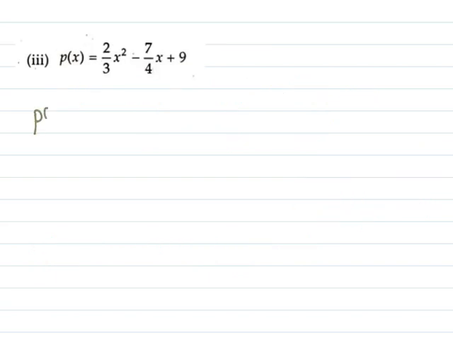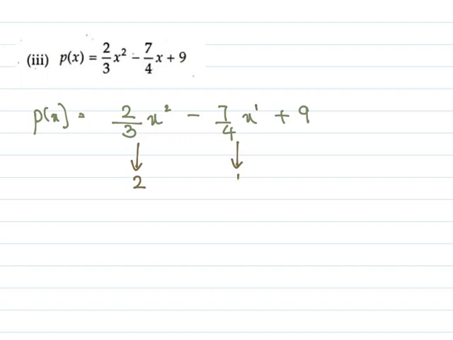Now p of x is 2 by 3x square minus 7 by 4x plus 9. Let's see the powers. Here the power is 2. Here we see it's raised to 1. So power is 1. x raised to 0. So the power is 0. Not a fraction, nor is it negative. So we can say p of x is a polynomial.